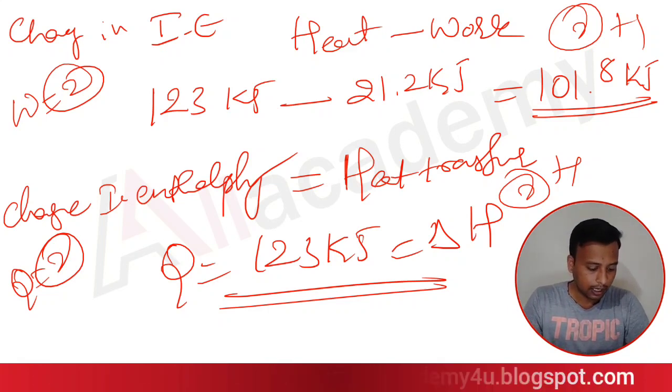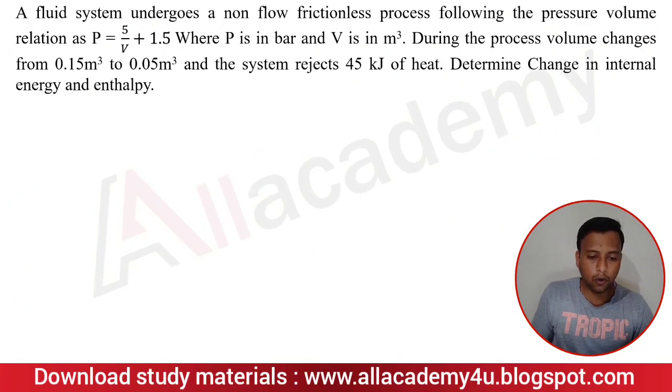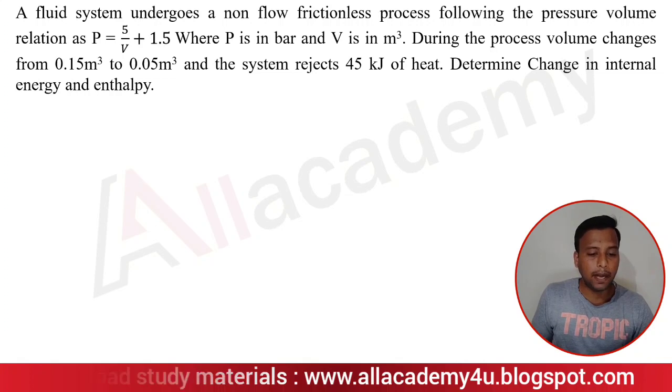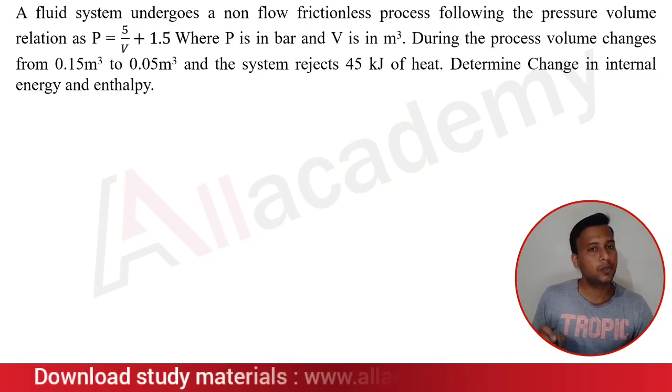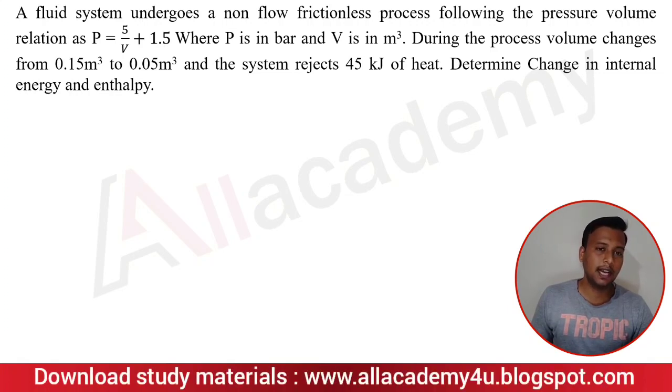Let us move to the next numerical. A fluid system undergoes a non-flow frictionless process following the pressure-volume relation P is equal to 5 by V plus 1.5, where P is in bar and V is in meter cube. During the process, the volume changes from 0.15 meter cube to 0.05 meter cube, and the system rejects 45 kilojoules of heat. Determine the change in the internal energy as well as the change in the enthalpy.